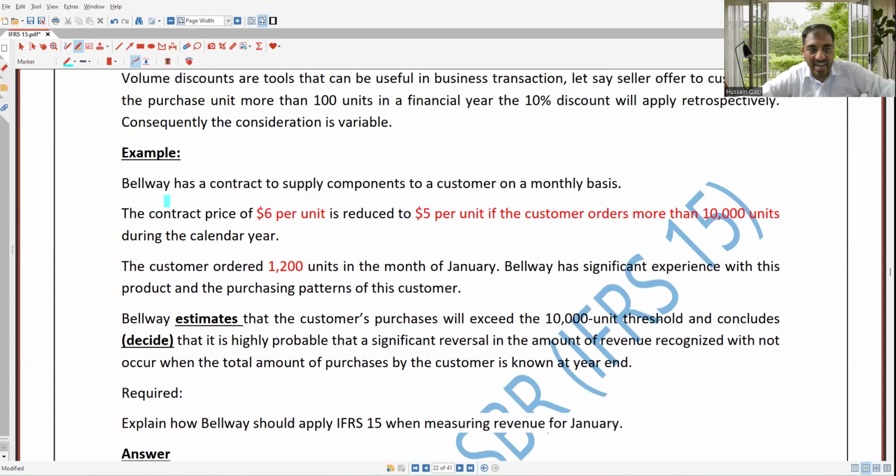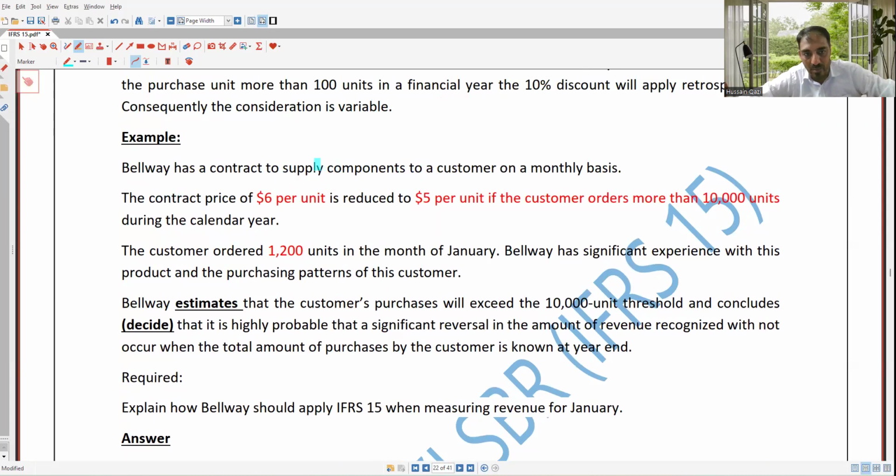Yes, Bellway has a contract to supply components to a customer on a monthly basis. Okay, the seller has made a contract with the buyer, the customer, to deliver the goods on a monthly basis. Contract price $6 per unit and reduced to $5 per unit if the customer orders more than 10,000 units during the calendar year.